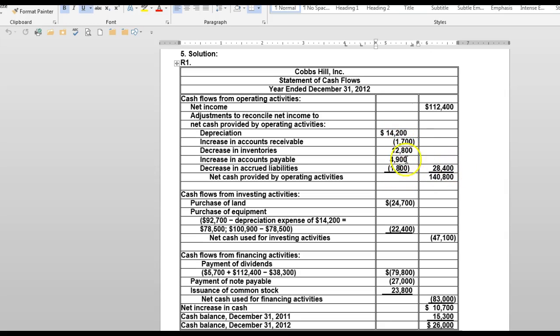If I add these all up, I get a net of $28,400. So that is added to the net income, and I end up with net cash provided by operating activities of $140,800. So this is what was provided by operating.